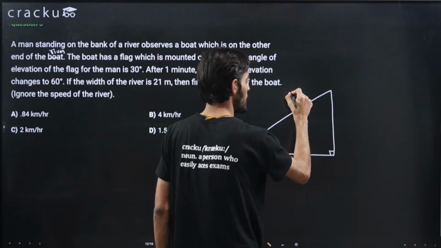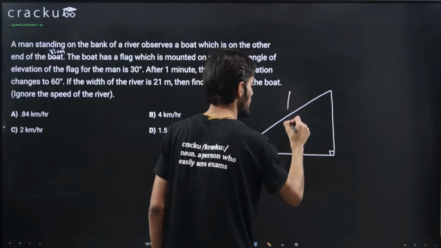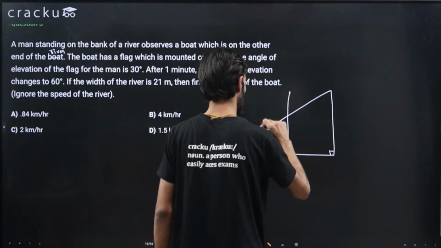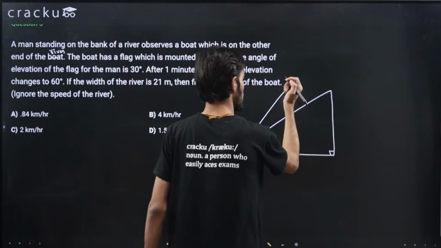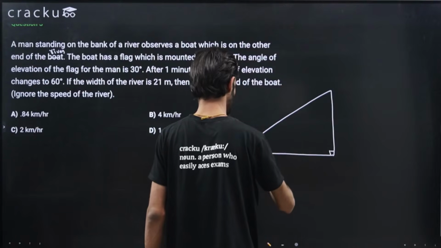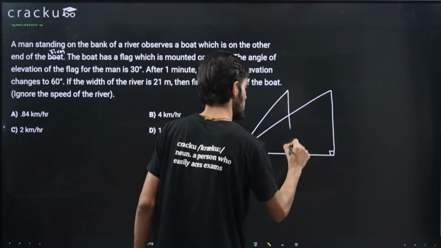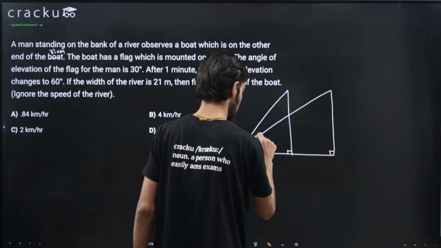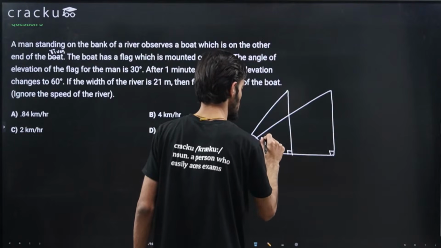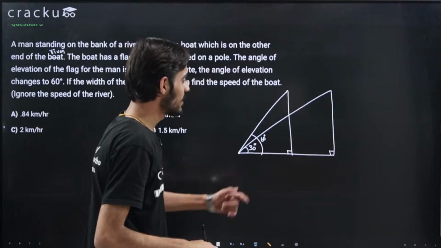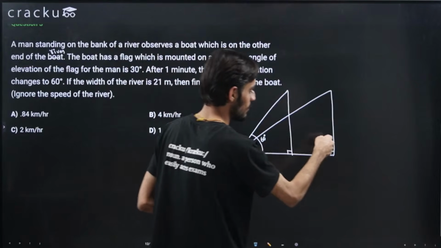So let's say the second case is here. Let's say this is the height and this is the angle of elevation. This complete angle of elevation is given to us to be 60 degrees.